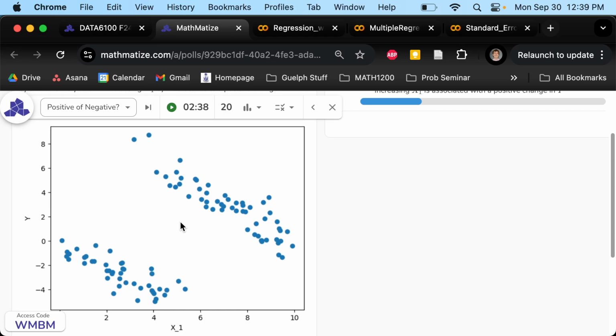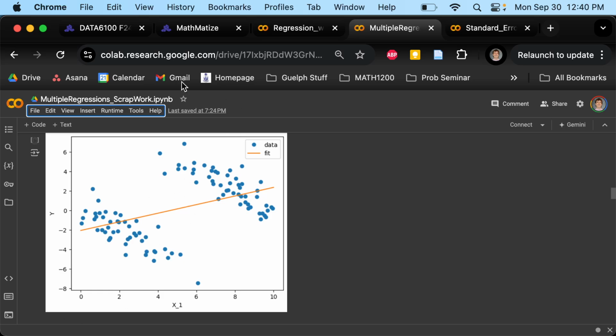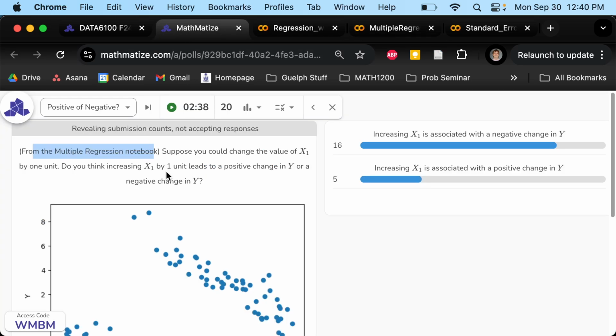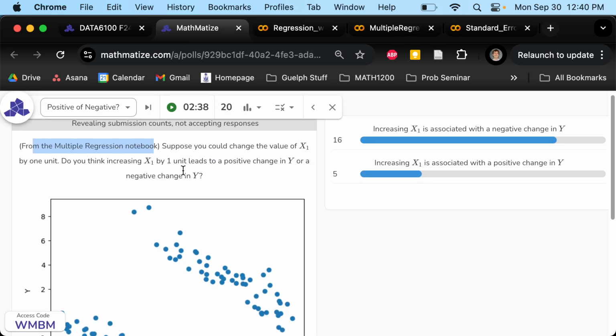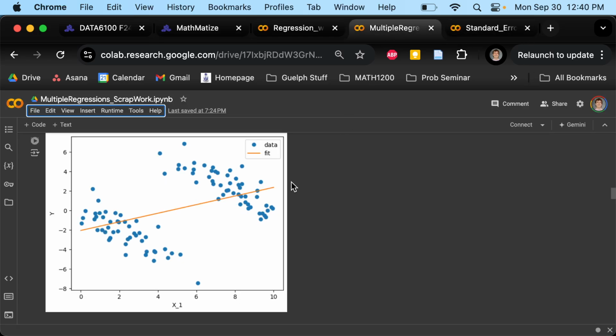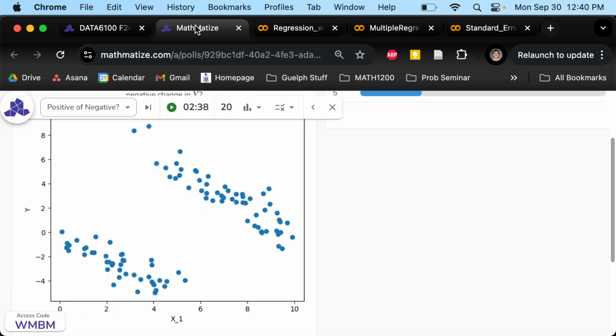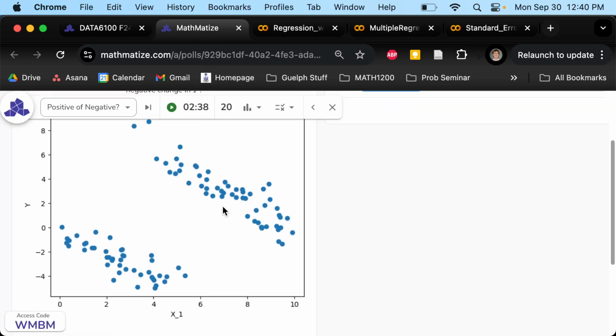On the question, the beginning says multiple regression. It says from the multiple regression notebook. That's the name of the notebook that has this. Okay, the way I'm spinning it now is, I didn't tell you about x2. In the notebook, there is an x2. This is true. I wanted you to look at the picture first. This is a good point. What's the variable that your brain added in?